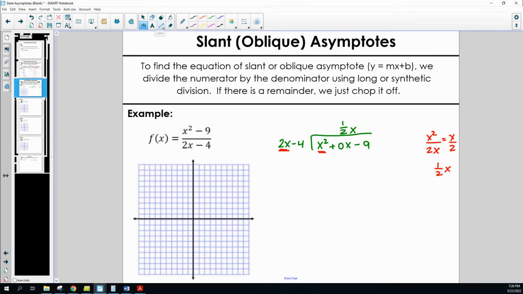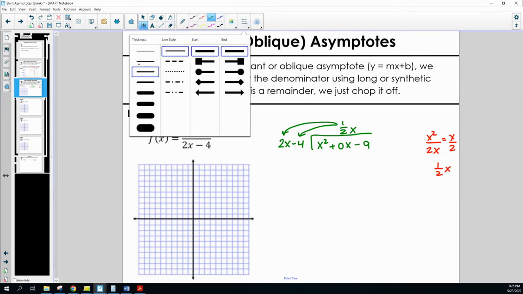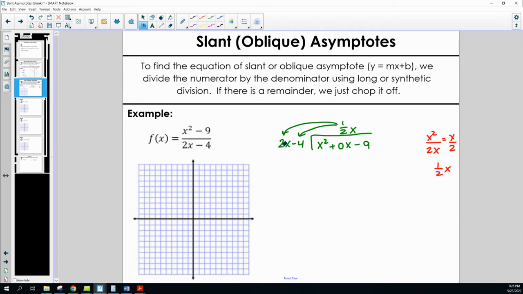You want to make sure that we are stacking the same degree. Once you have your number at the top here, we're going to distribute it to both terms on the side. I'm actually just going to get rid of this line so we don't get confused. Okay, so I'm going to distribute the 1/2 x times the 2x, which is going to give me x squared. 1/2 x times negative 4 is going to give me negative 2x.